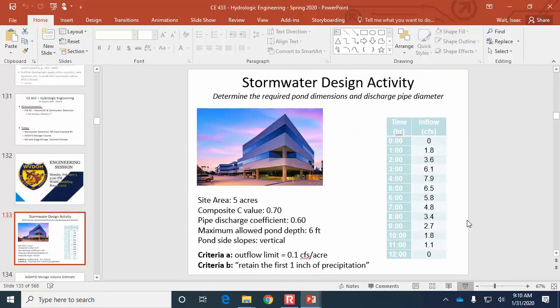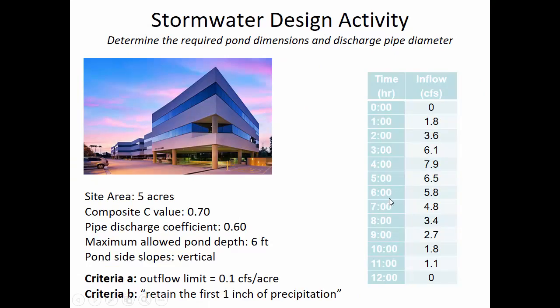Here's the hydrograph. This is the water that's coming into the pond. If you analyze the rainfall behavior, you can generate a hydrograph like this. Assume that that's already been done, and the municipality that this office park is being built in has both a local ordinance and a state ordinance that apply. So we want to make sure that our pond satisfies both criteria.